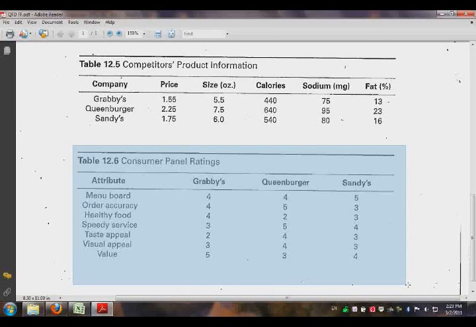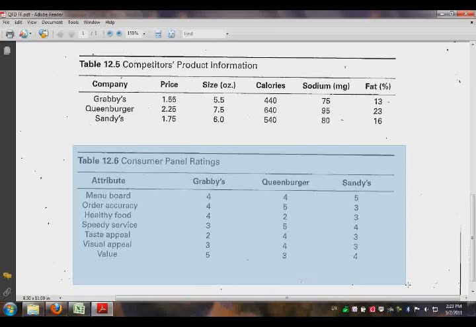Question: Bob's Big Burgers. This company wants to start a new business and design their new product. It found that customers placed the highest importance on healthy food, followed by value, followed by order accuracy and service. The menu board was only marginally noted as an important attribute in the survey. Bob faces 3 major competitors in the market: Grabbies, Queensburger, and Sundays. A study of their products yielded the information shown in table 12.5.